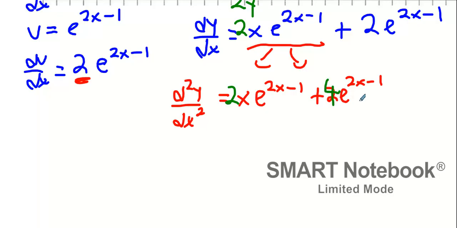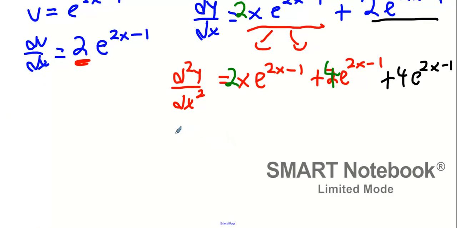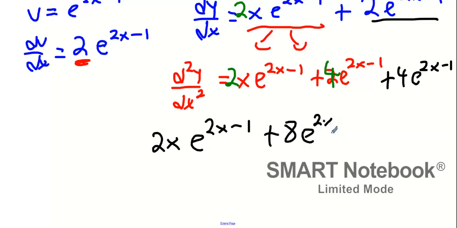Right? And then we're going to differentiate this part, and what do I get? Sorry for using green again. What do we get when I differentiate this? The power stays the same, yeah? And what happens when you differentiate it? The power. Differentiate the power, you get 2. 2 times 2. And there we go. We're pretty much done now. We have 2x e to the 2x minus 1 plus 8 e to 2x minus 1.